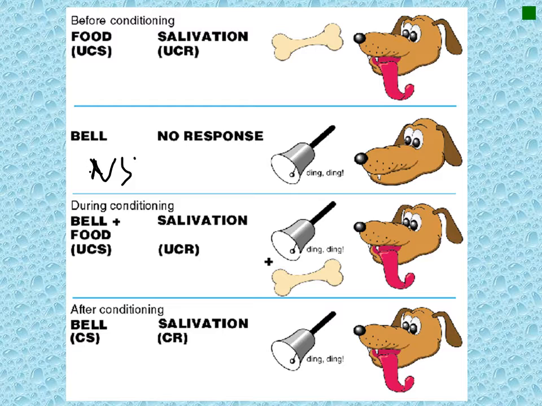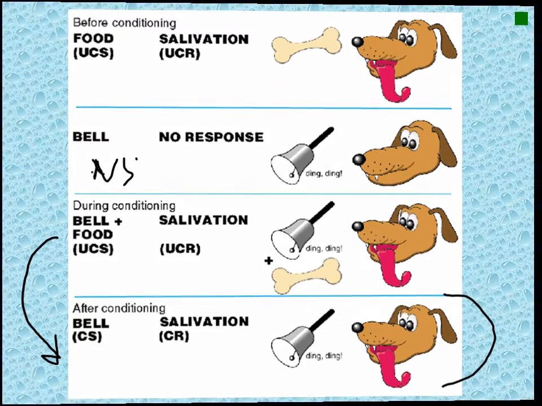Now, at the beginning, the dog is salivating at the food, but if you repeat the pairing of the bell and the food, it will lead to the final phase, which is that the dog will actually salivate to the bell on its own because it associates the bell with the incoming of food. Now, when the dog starts salivating to the bell on its own, we call the bell the conditioned stimulus and the salivation the conditioned response, because it's this bit that has been taught to the dog.